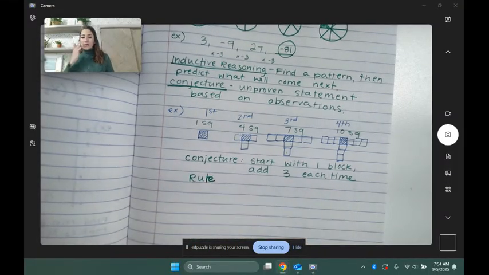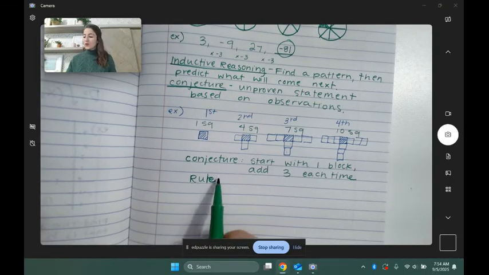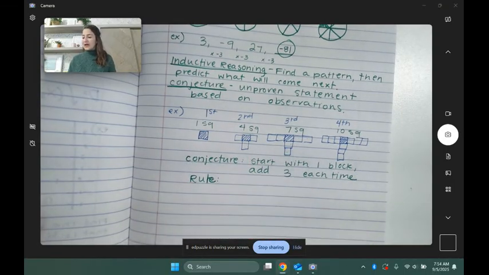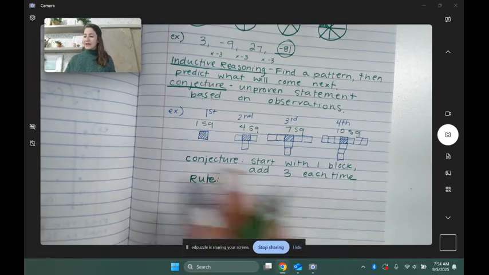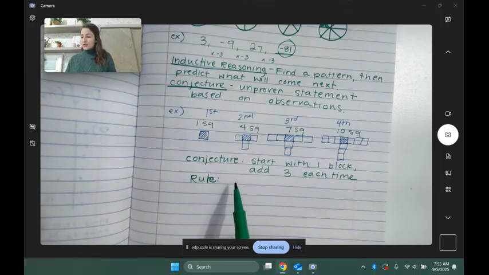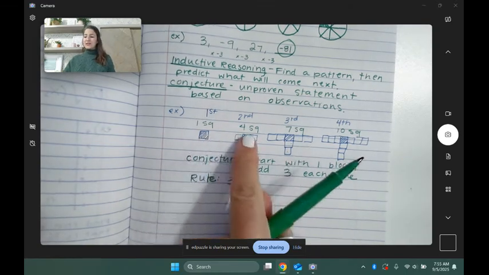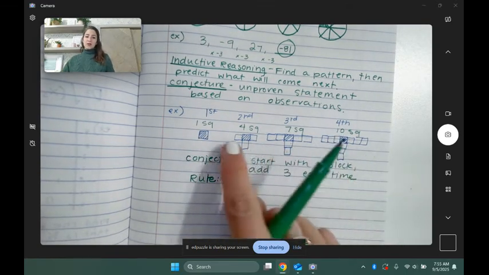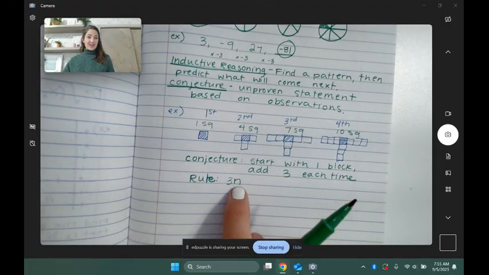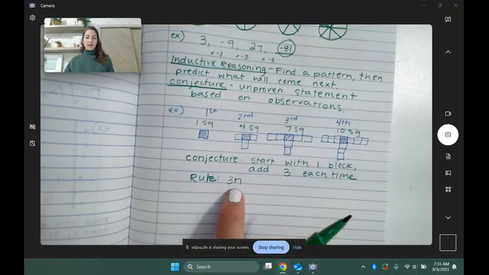Rule. And a rule is just like a formula. So notice that each time I had a new term on this diagram, I added 3. So if I were to take 3 times N, we use the letter N for the number of the term. So term number 1, N is 1. Term number 2, N is 2. Term number 3, N is 3.